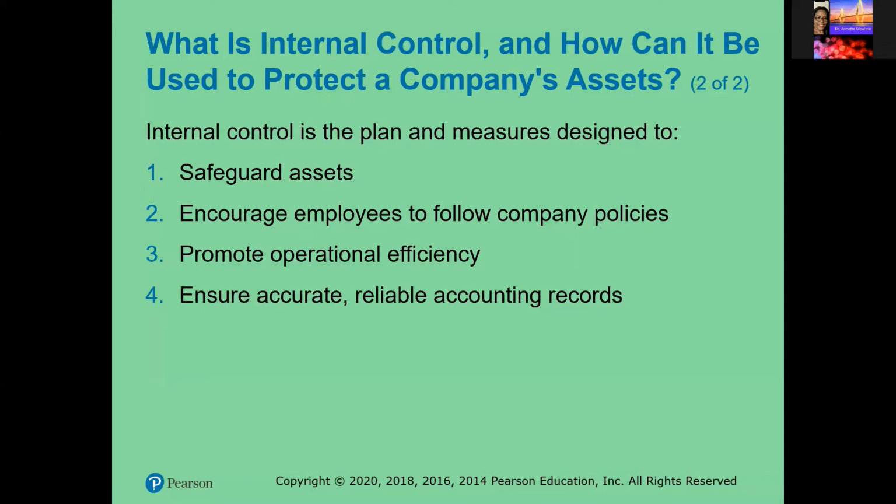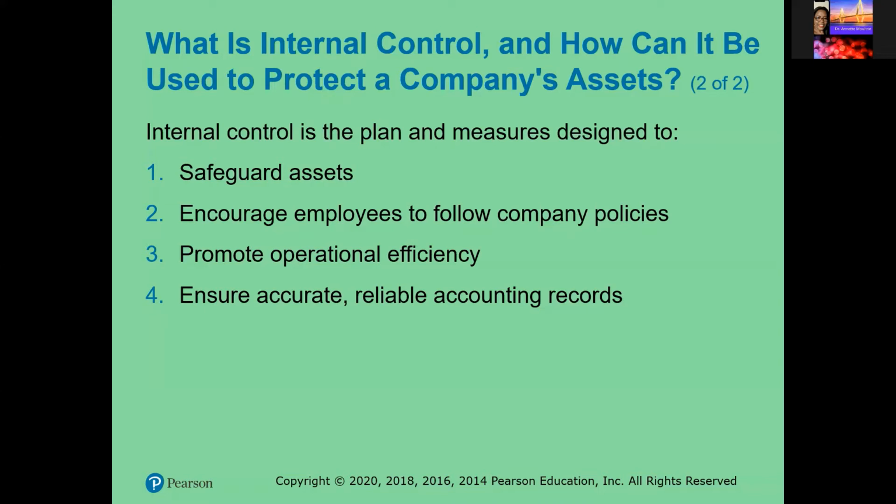Businesses cannot afford to waste resources. They work hard to make sales, and they do not want to waste any of the benefits. Promoting operational efficiency reduces expense and it increases profits. And 4, we know that accurate, reliable accounting records are essential. Without reliable records, managers cannot tell which part of the business is profitable and which part needs improvement.